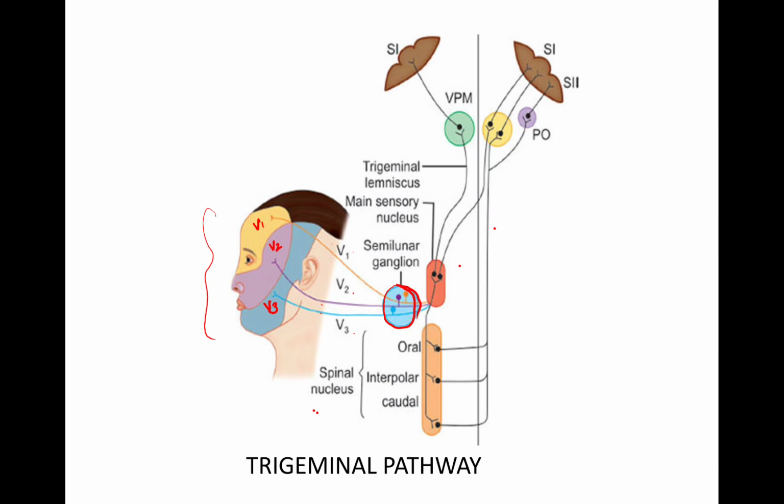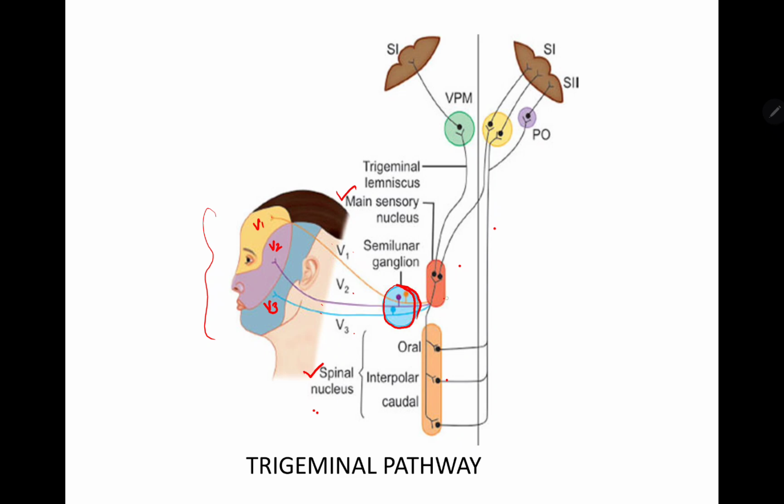So, from the ganglion, fibers enter the brainstem and split into two places. First is the main sensory nucleus, second is the spinal nucleus. This is the spinal nucleus, this is the main sensory nucleus. This is one and this is one. Okay. Now, what is happening?